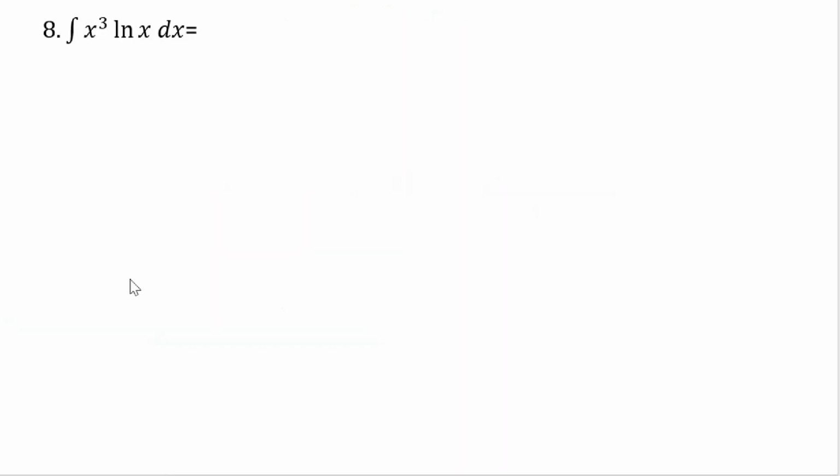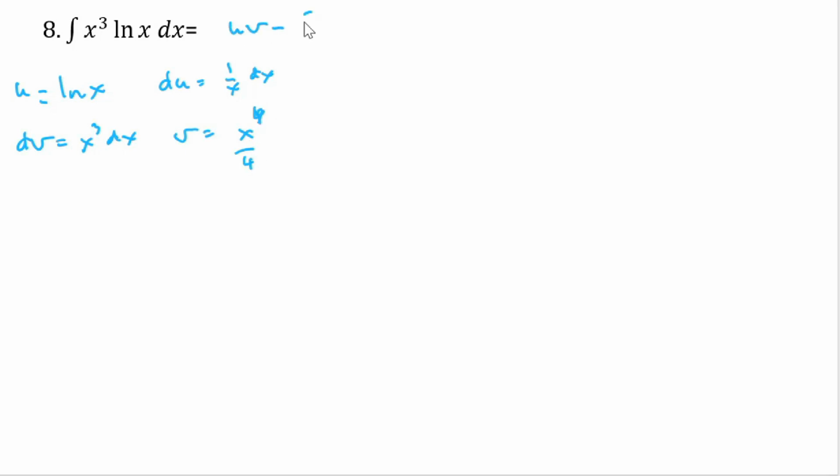So in number 8, we have the integral of x cubed times ln of x dx. So in that case, our u is ln of x using the acronym LIATE. So we have now ln of x and dv is the remaining terms, which are x cubed dx. So du here is 1 over x dx or dx over x. And v now is equal to the integral of this, which is x raised to 4 over 4.